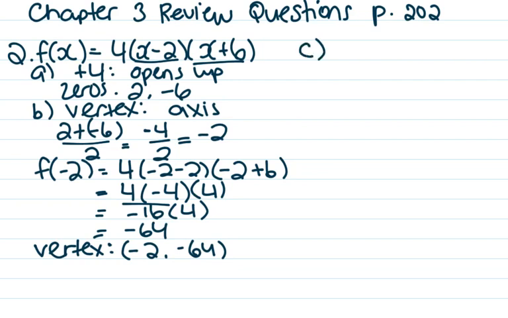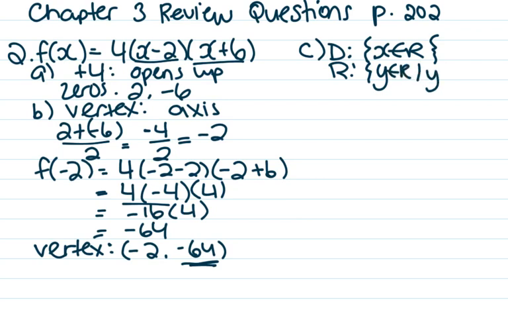C says state the domain and range. So I know this is a parabola that opens up and its vertex is (negative 2, negative 64). So my x values can be anything. And my y values for my range are going to be anything above the negative 64 from the vertex. So y is a member of the reals such that y is greater than or equal to negative 64. And that's because the parabola opens up.